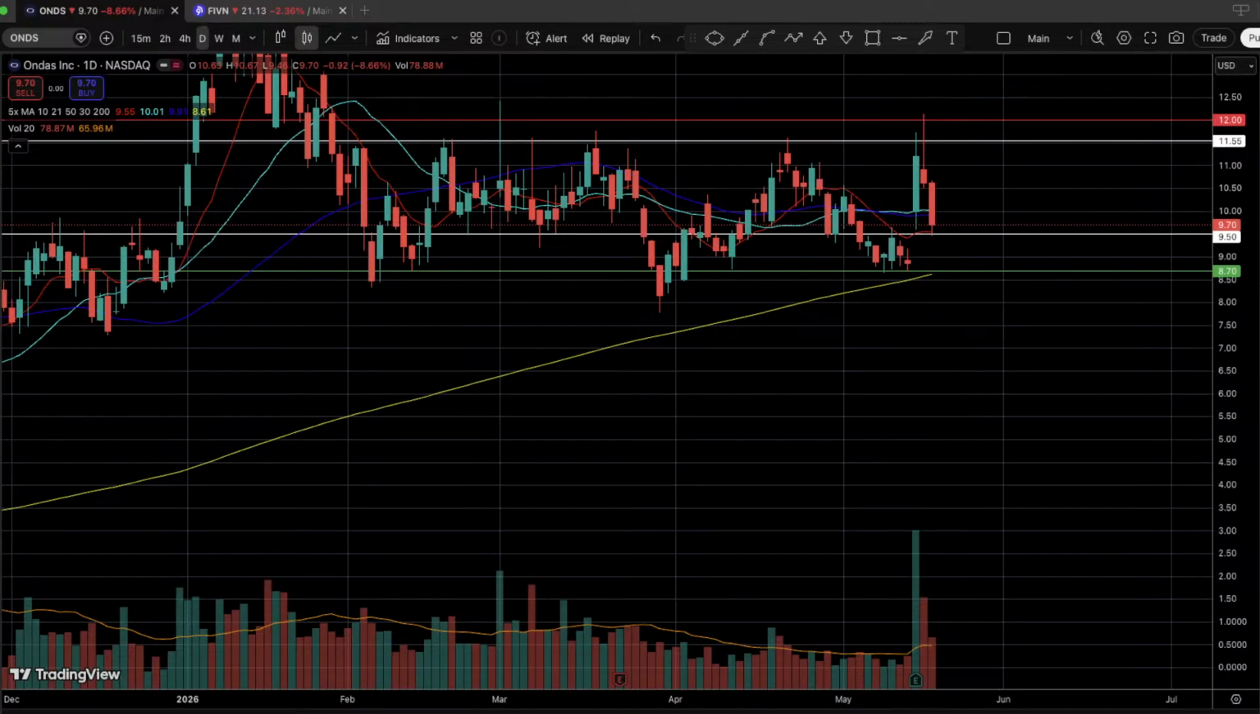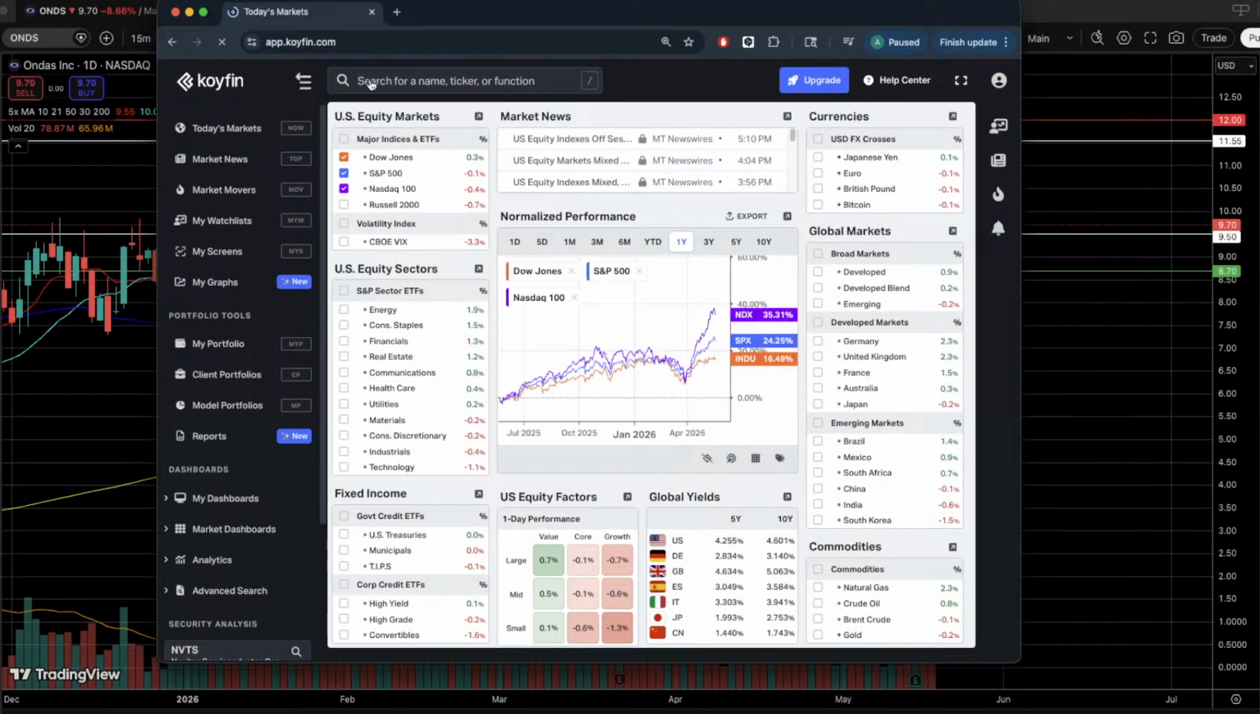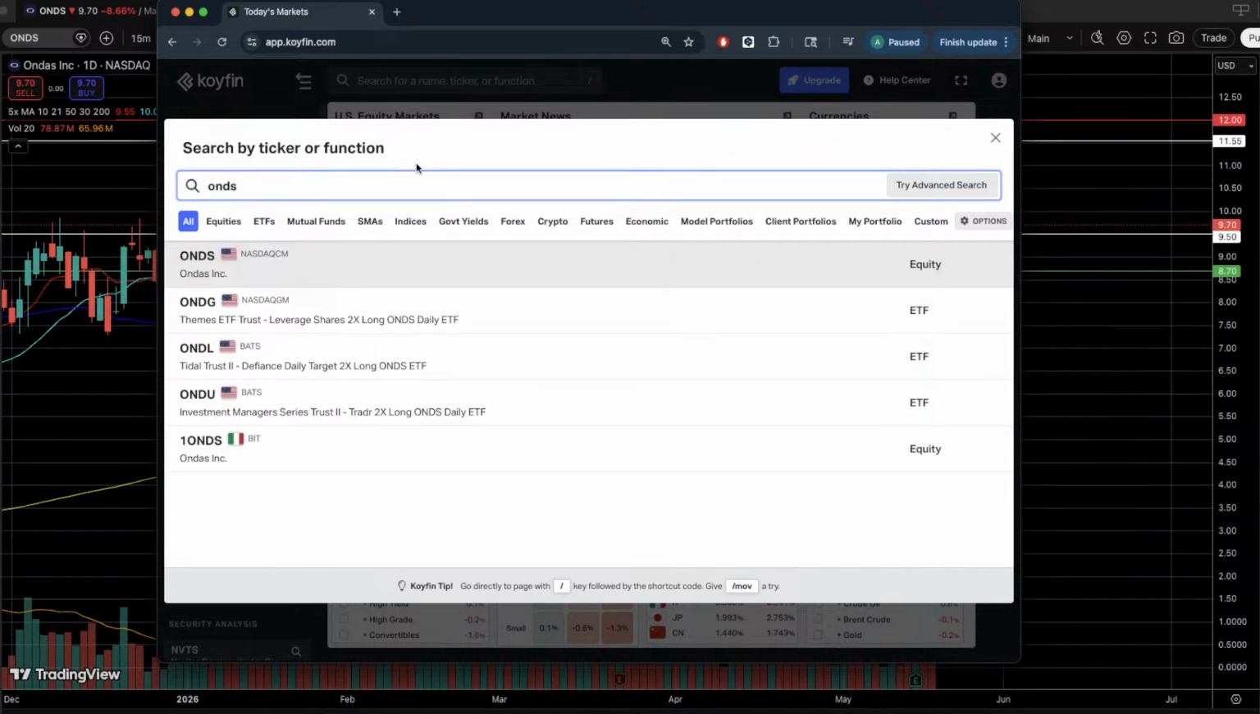Now, what's also interesting about this company, let me actually show it to you guys on Koifin. So these are incredible numbers, by the way, if you haven't realized. Obviously these are just surface level fundamental metrics that we have to look at. These are very important numbers, but this is clearly telling us there is some sort of growth story happening here with ONDS.